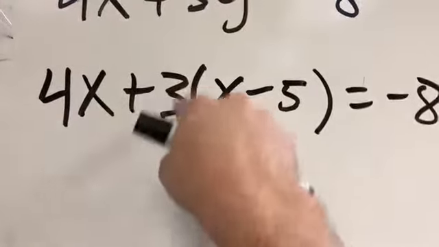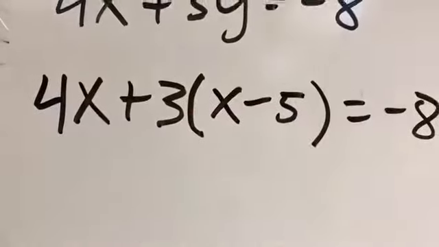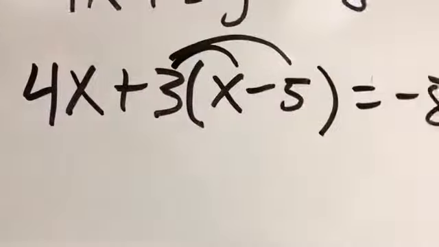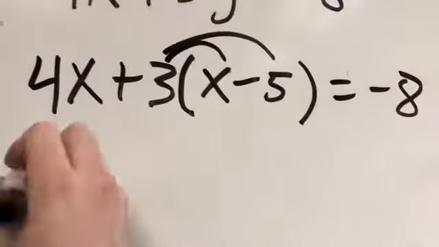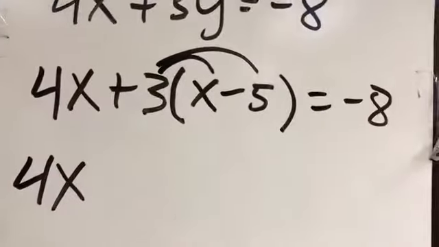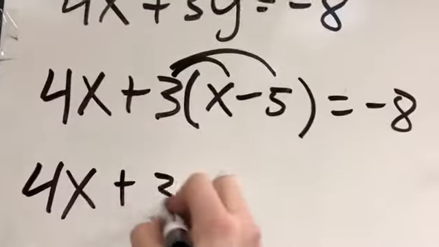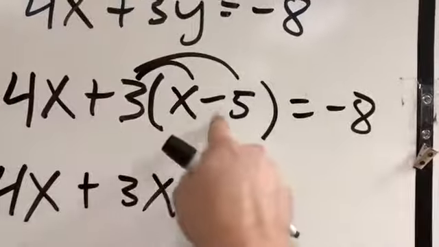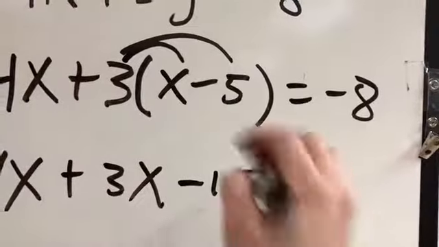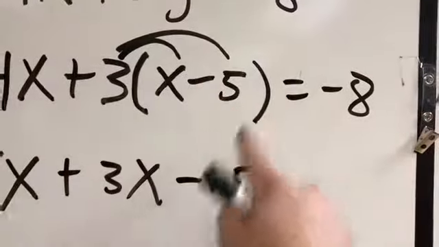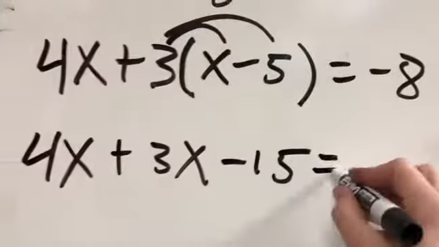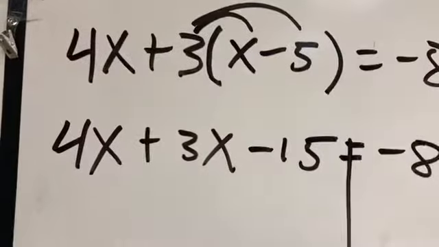I see distribution because there's a number next to the parentheses, so I'm going to multiply. I have not touched the 4x at all. 3 times x is positive 3x. 3 times -5 is -15. When you multiply, when one number is negative, your answer is negative, and that's still equal to -8.